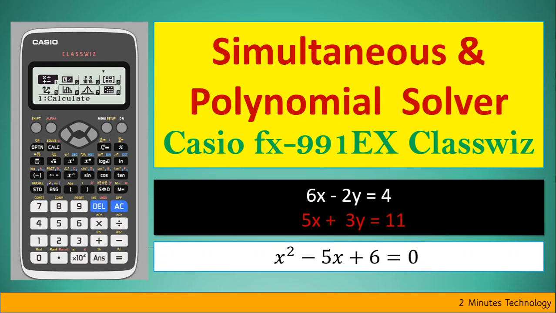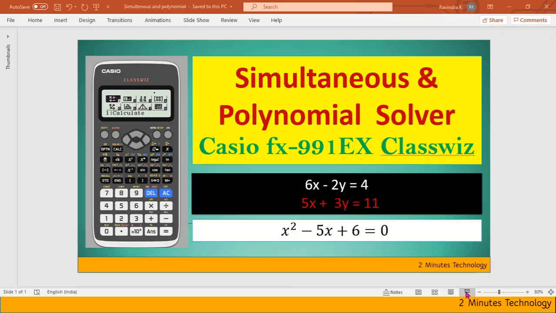So for instance, I have two linear equations here, 6x minus 2y equals 4 and 5x plus 3y equals 11. We would like to solve the simultaneous equations, and then we have a 2-degree polynomial equation, x square minus 5x plus 6 equals 0. So we'll solve these two questions one by one.